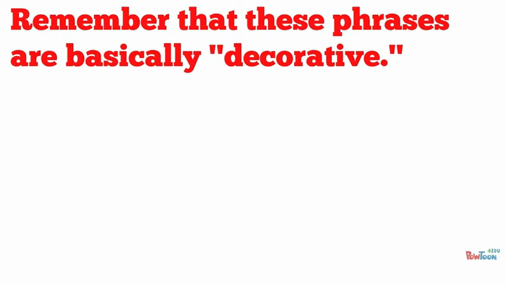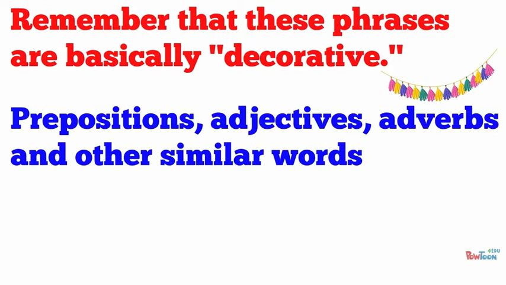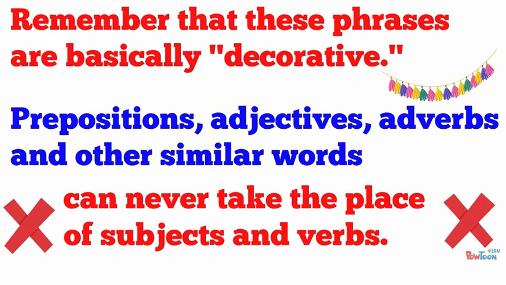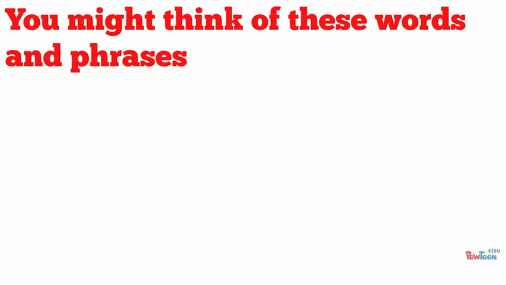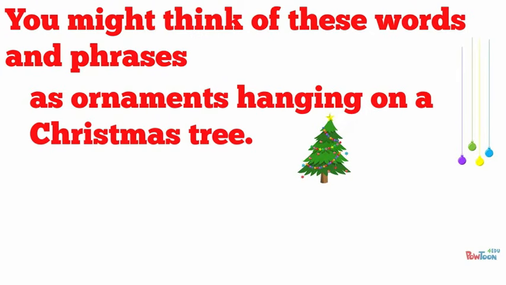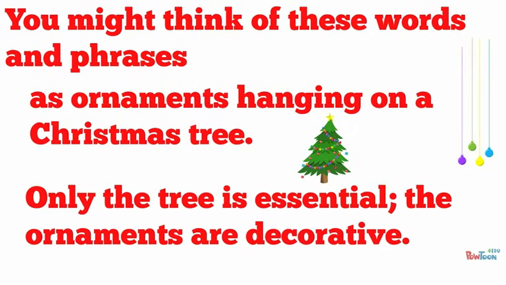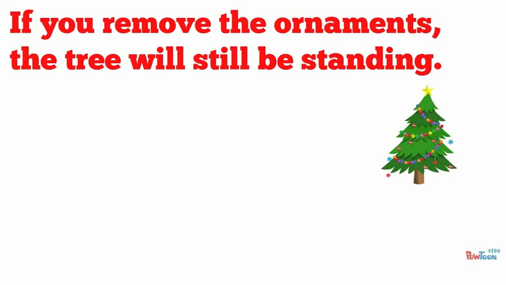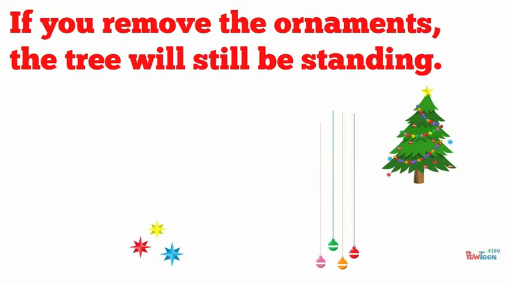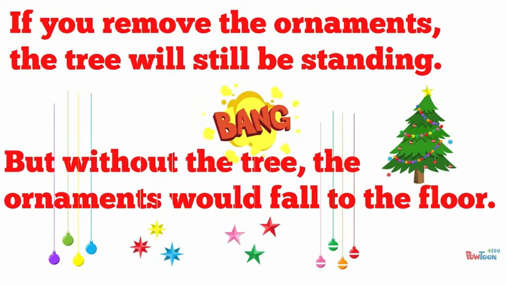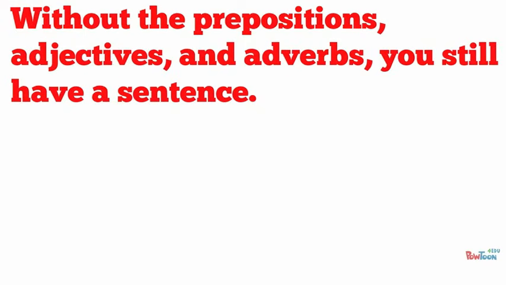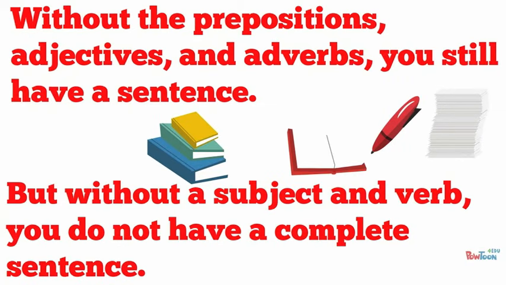Remember that these phrases are basically decorative. Prepositions, adjectives, adverbs, and other similar words can never take the place of subjects and verbs. You might think of these words and phrases as ornaments hanging on a Christmas tree. Only the tree is essential. The ornaments are decorative. If you remove the ornaments, the tree will still be standing. But without the tree, the ornaments would fall onto the floor. Without the prepositions, adjectives, and adverbs, you still have a sentence. But without a subject and verb, you do not have a complete sentence.